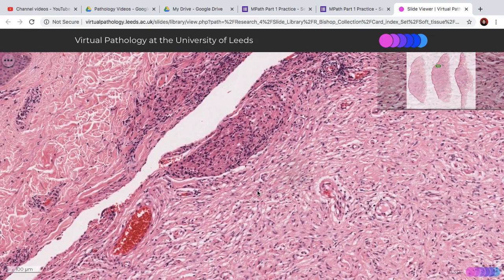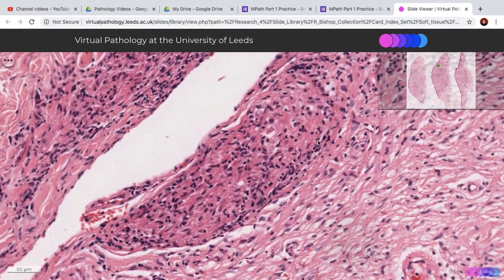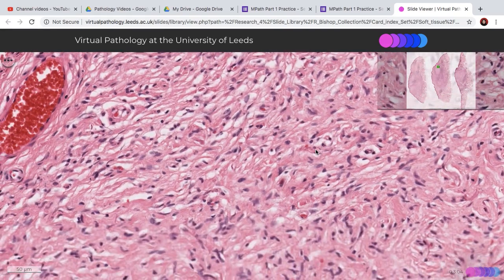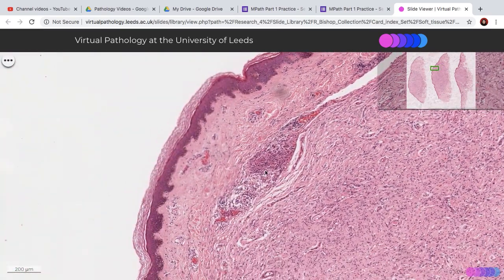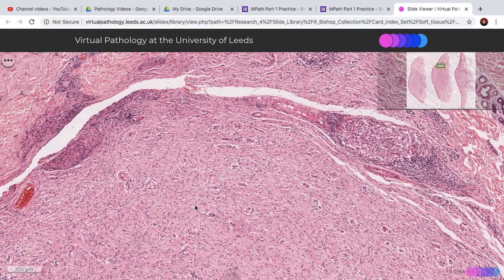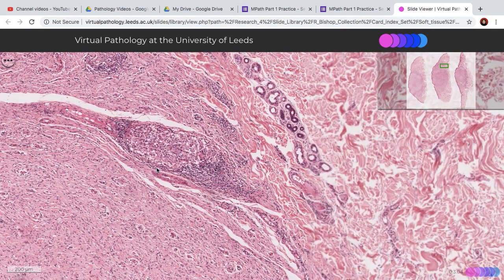An incidental finding in this particular section is the presence of non-caseating granulomata, which you can see here, aggregates of activated histiocytes. But this is just incidental, probably due to another pathology, and is not a typical finding in neurofibroma.